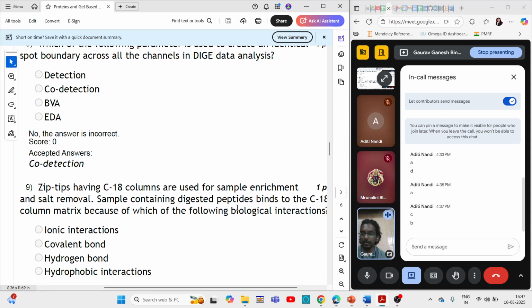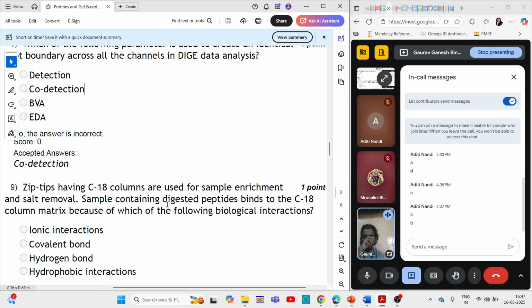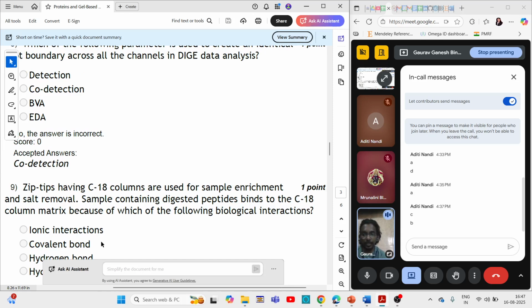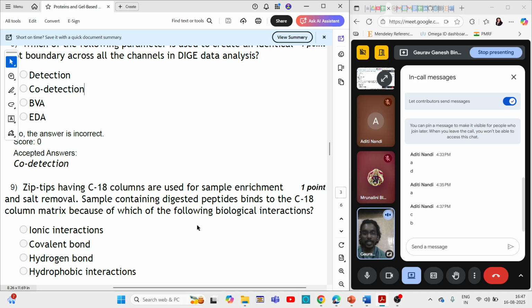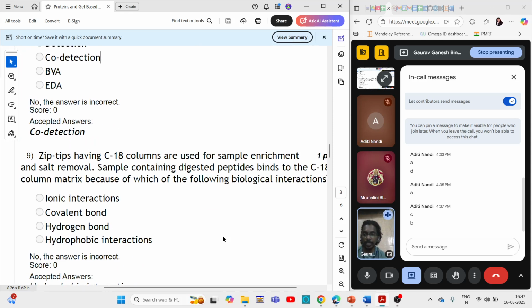Then we did discuss zip tips as well. Having C18 columns, they are used for sample enrichment, basically peptide enrichment and salt removal. The sample containing digested proteins binds to the C18 column matrix. Which of the following biological interactions happens with that C18 column? Is it ionic interaction, covalent bond interaction, hydrogen bond interaction, or hydrophobic interaction?